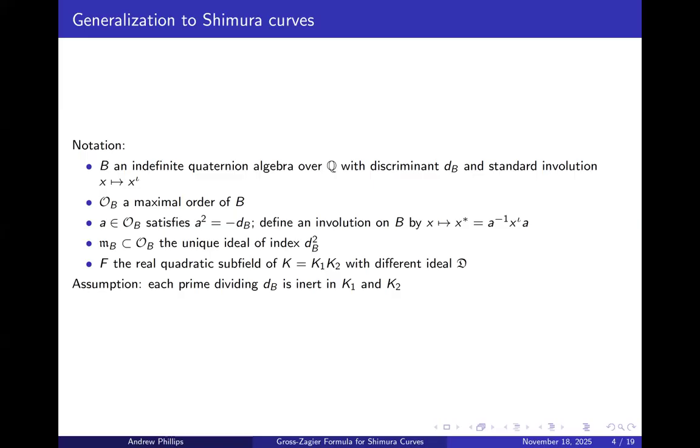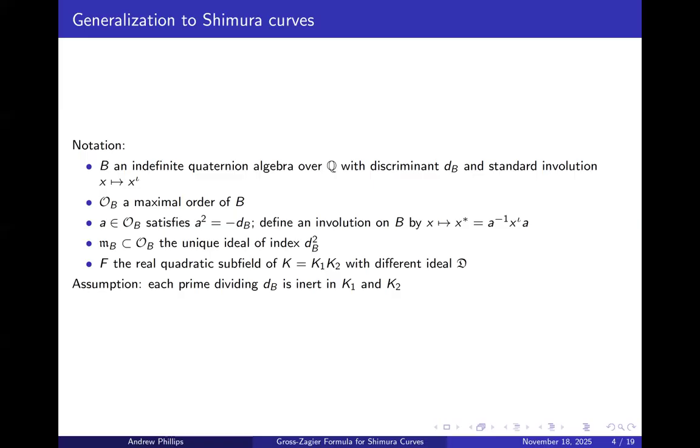And it's of index dB squared because if you complete at p, you get the maximal ideal in the unique quaternion division algebra over Qp. And that maximal ideal has index p squared. If you mod out O_B by M_B, you get a product, over the primes dividing dB, of copies of a field with p squared elements.